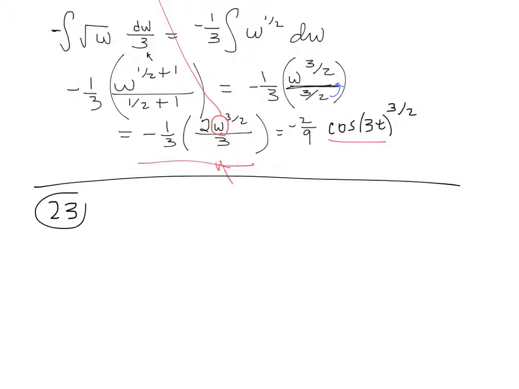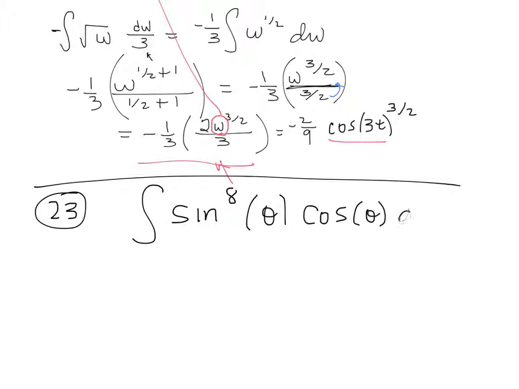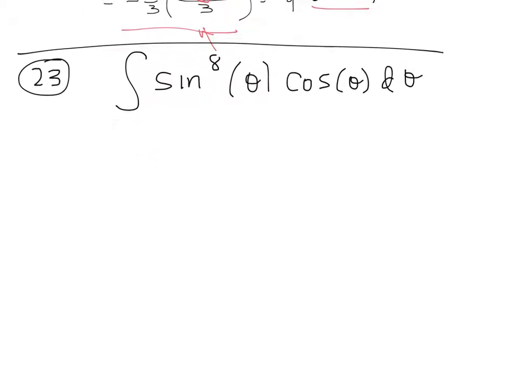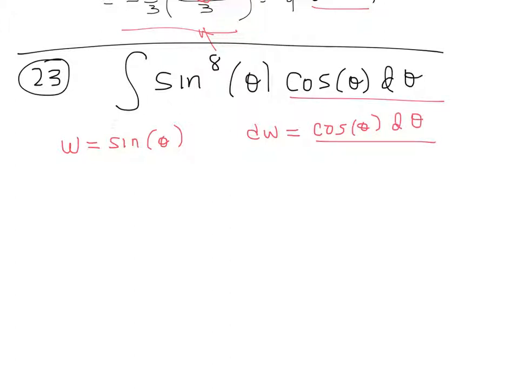This is 23. It has sine to the 8th power theta cosine theta d theta. What would you let w equal? Sine. So let w equal sine of theta. I'm going to write dw over d theta, and move the d theta to the other side. So the derivative of sine is cosine, and then, of course, I have d theta. Well, that's lovely. That's there.